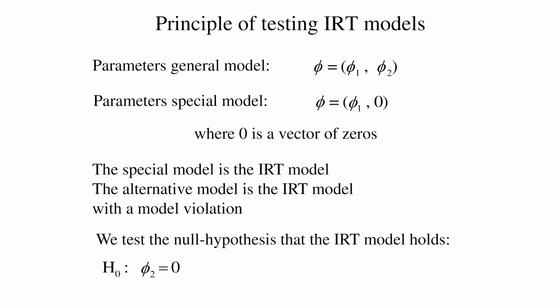In the case of the special model, the extra parameters in the more general model are zeros. So the special model is an IRT model, and the alternative model, or more general model, is also an IRT model, but there a model assumption is violated. So one of the assumptions that we are targeting, say the form of these response curves, is violated, and that is reflected in extra parameters. And then we test the null hypothesis, whether these extra parameters are zero or not. So that is the whole principle behind testing IRT models.